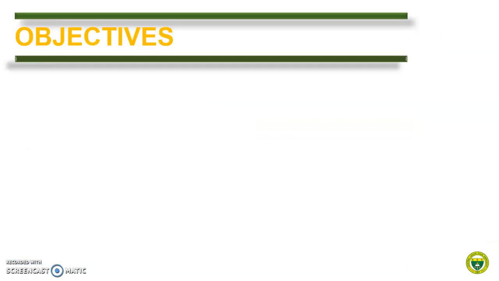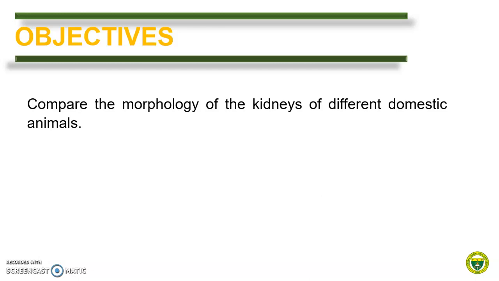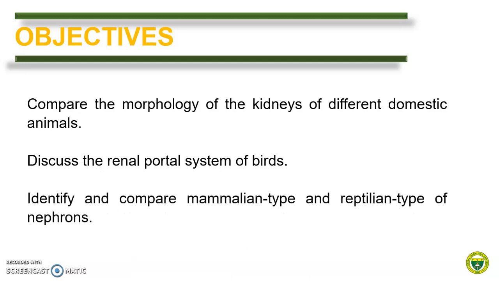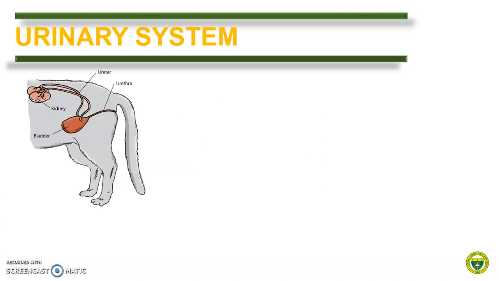the kidney. At the end of this presentation, each student should be able to compare the morphology of the kidneys of the different domestic animals, discuss the renal portal system of birds, and identify and compare the mammalian and reptilian type of nephrons. The urinary system is composed of the kidneys, the ureters, the urinary bladder, and the urethra.